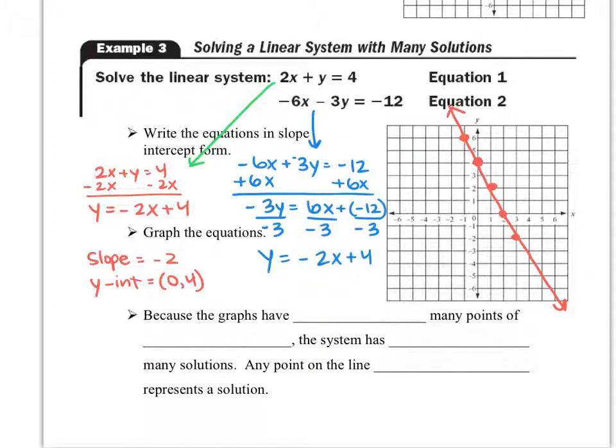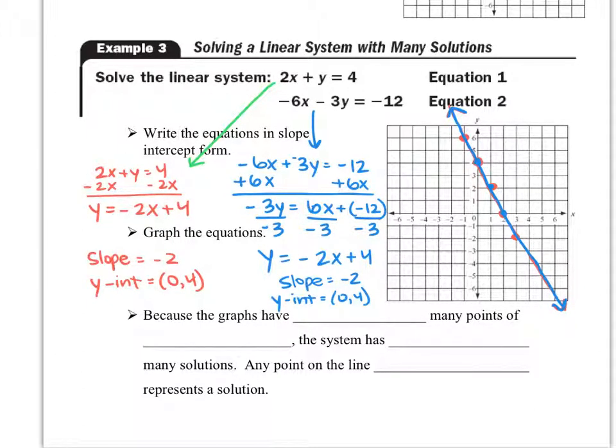Now maybe this looks familiar to you because what you should be noticing is that this is the exact same line. The slope is negative 2. The y-intercept is 0, 4, and so I can graph this again, but it's really just the exact same line that I'm going to be making. It's one line on top of the other.